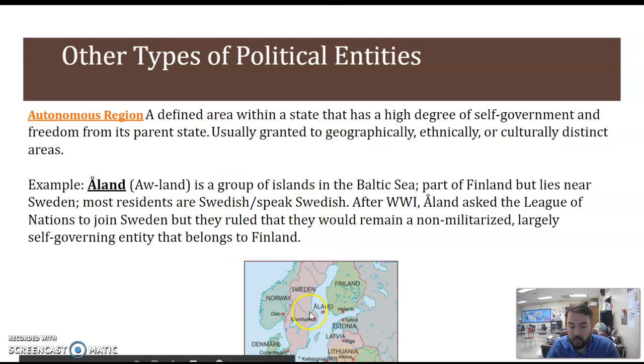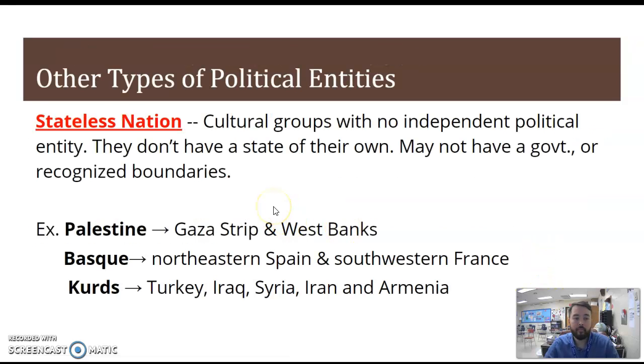So Åland is an example of an autonomous region because they're given a lot of freedom within this little island to kind of do their own thing, but technically they are property of Finland. And next up, a stateless nation.